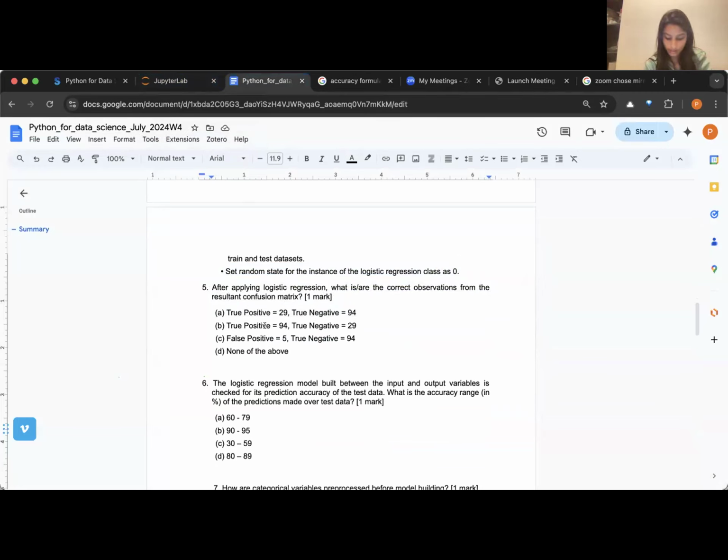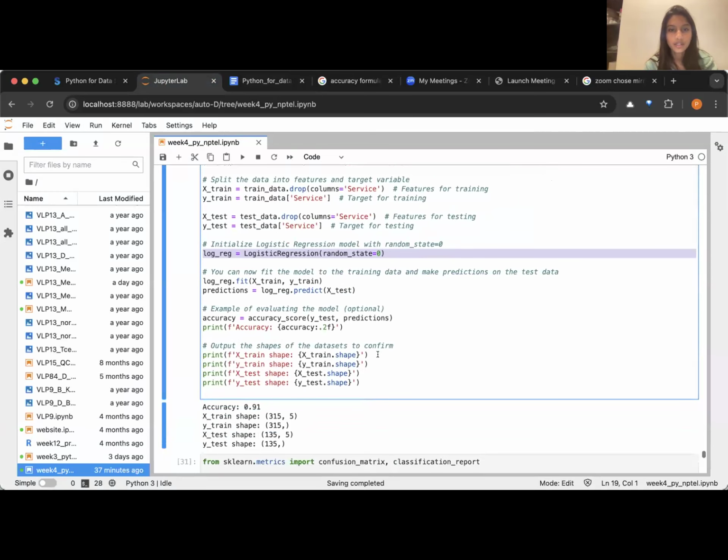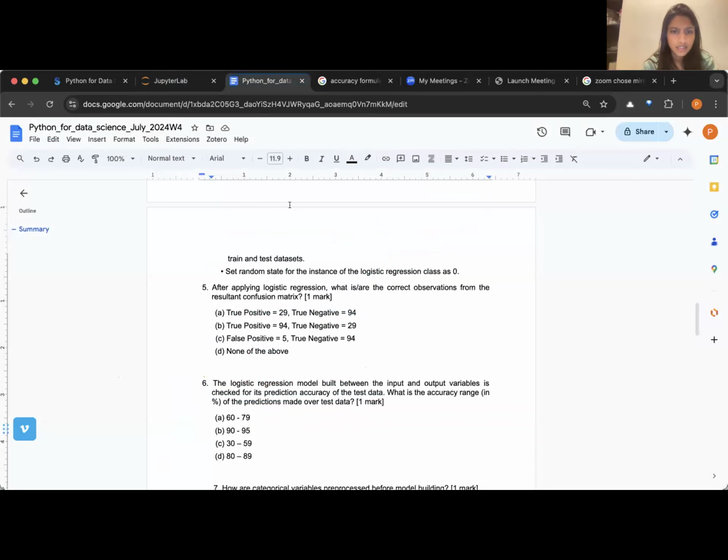So you need to look at the confusion matrix and see which is correct. To make the confusion matrix, first of all, you need to predict Y. You need to fit the model, you need to predict it. So you run all these steps. You calculate accuracy.